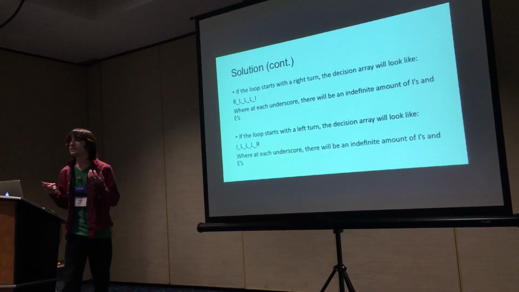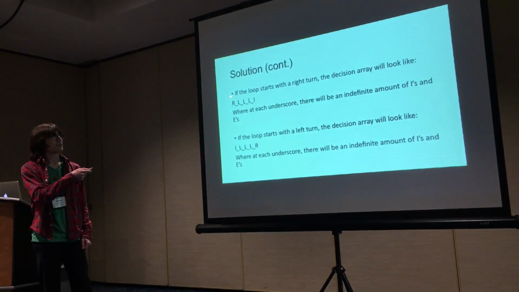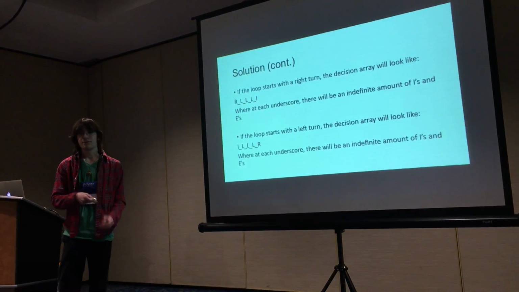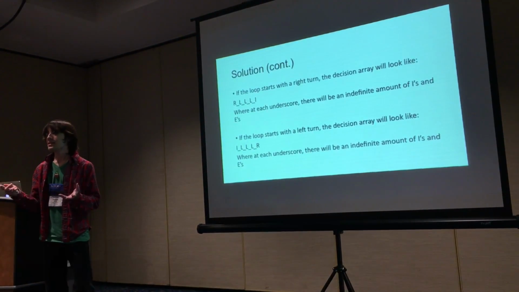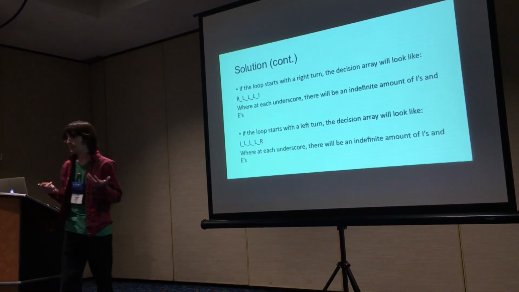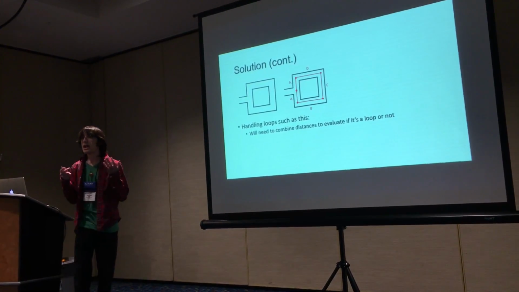Now, how it will look in the decisions array, well, if the loop starts with a right turn, the array will look like R, L, L, L, I, and in between those characters, there's an indefinite amount of I's and E's, depending on branching paths in the loop. It'll look the same with a left turn when it starts. But this actually doesn't cover every loop.